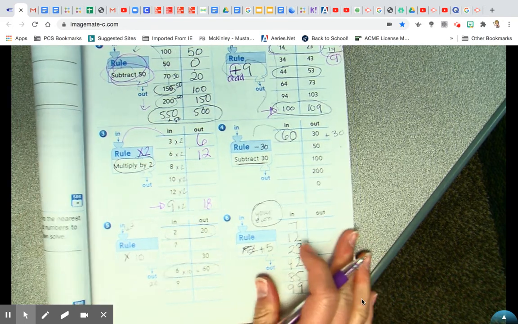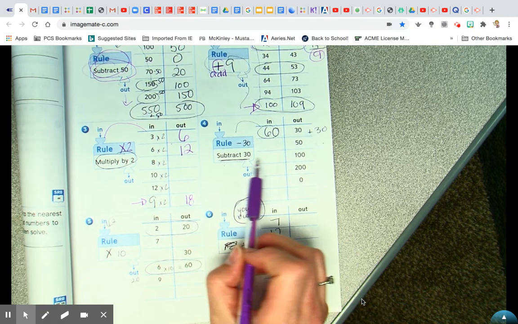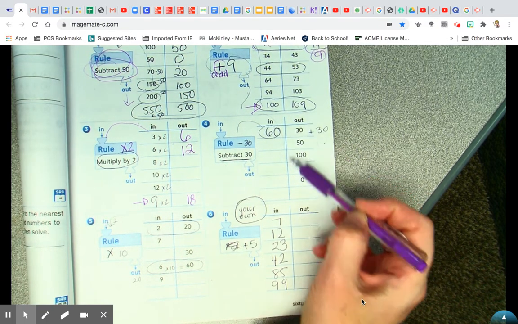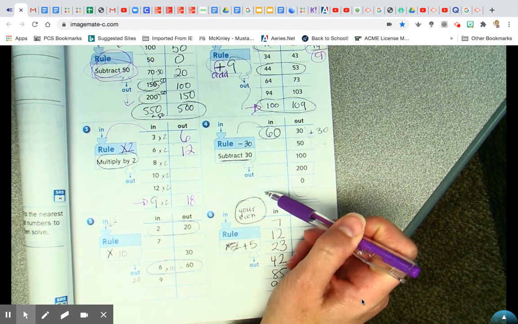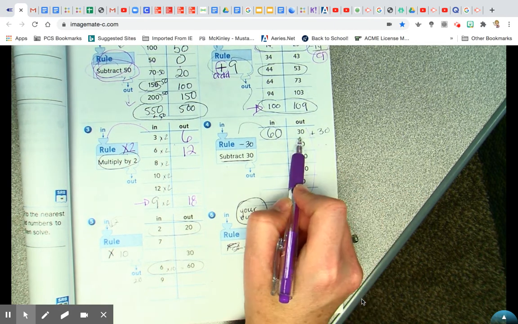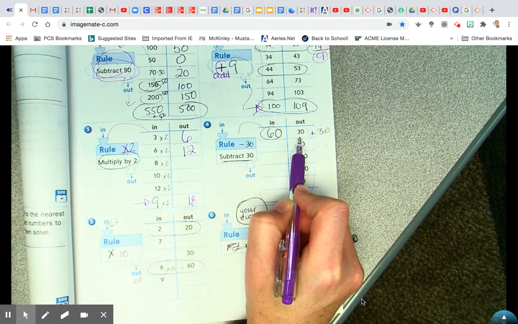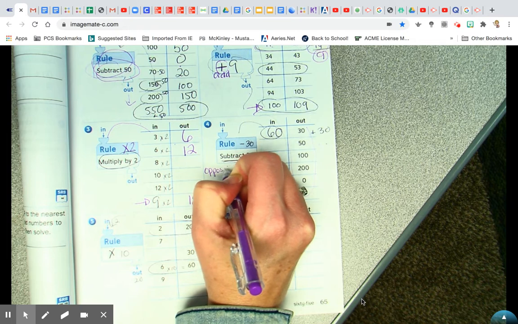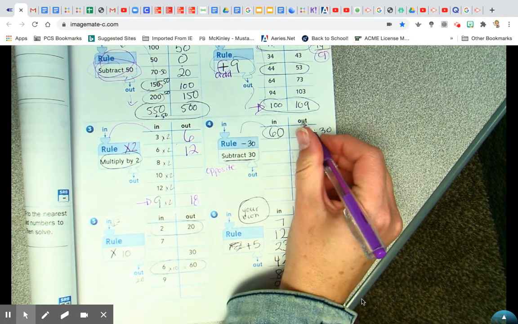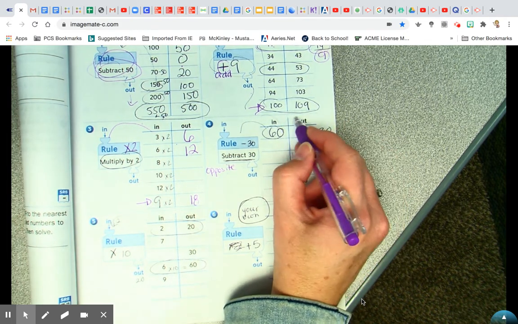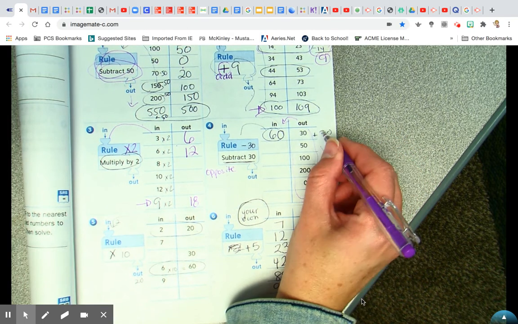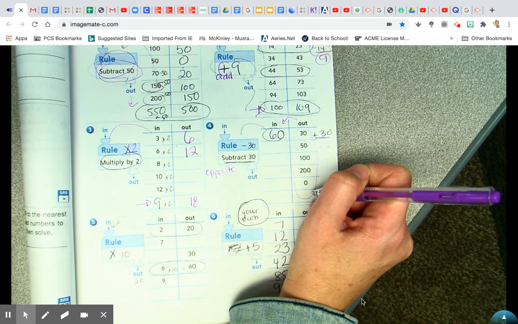Over here, that gives us subtract 30 as our rule, but oh no, we have all of the outputs. We needed to figure out what goes in to make these numbers. In order to figure that out, you have to do the opposite to get the other side. So if you have the outputs, you do the opposite to figure out the inputs. If it says subtract 30, instead you're going to add 30 to get the input.